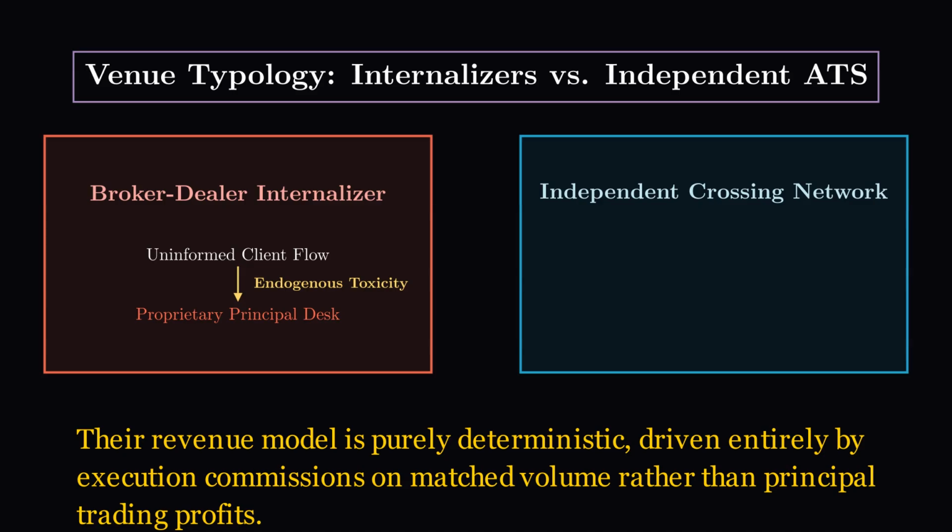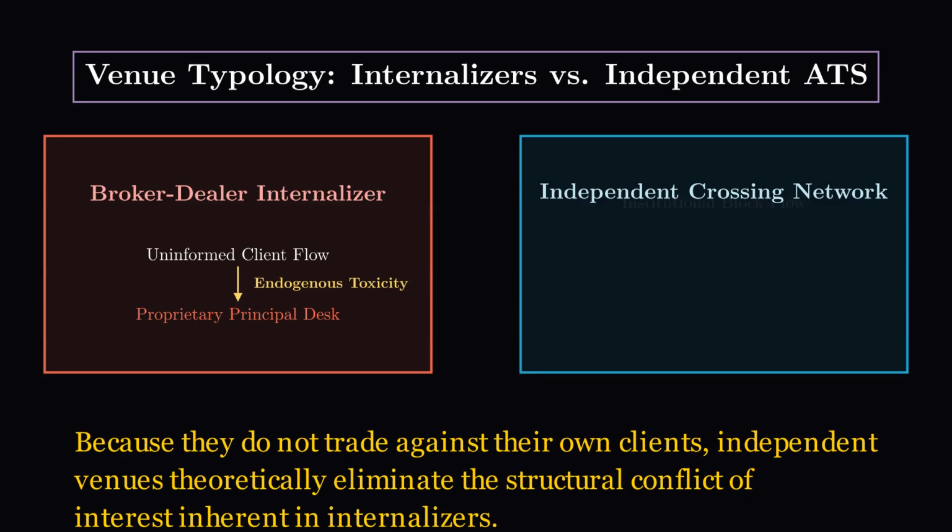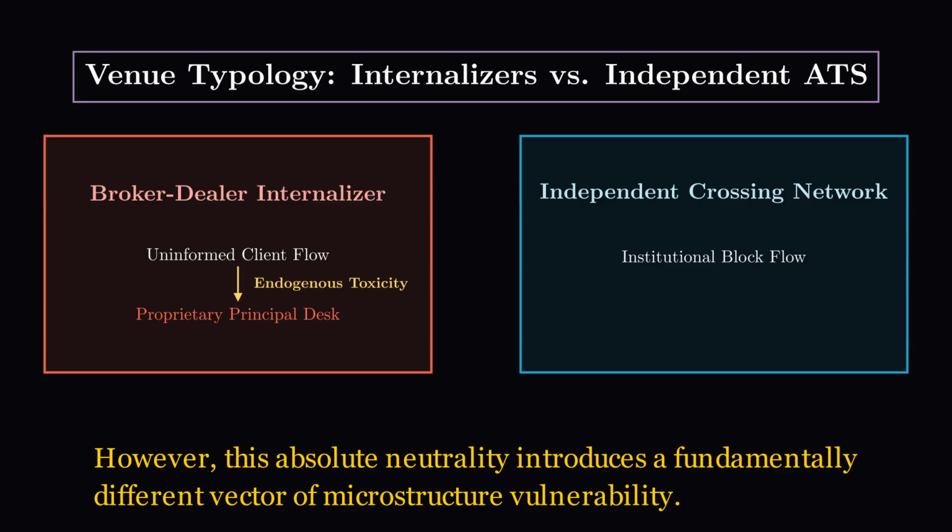Their revenue model is purely deterministic, driven entirely by execution commissions on matched volume rather than principal trading profits. Because they do not trade against their own clients, independent venues theoretically eliminate the structural conflict of interest inherent in internalizers. However, this absolute neutrality introduces a fundamentally different vector of microstructure vulnerability.